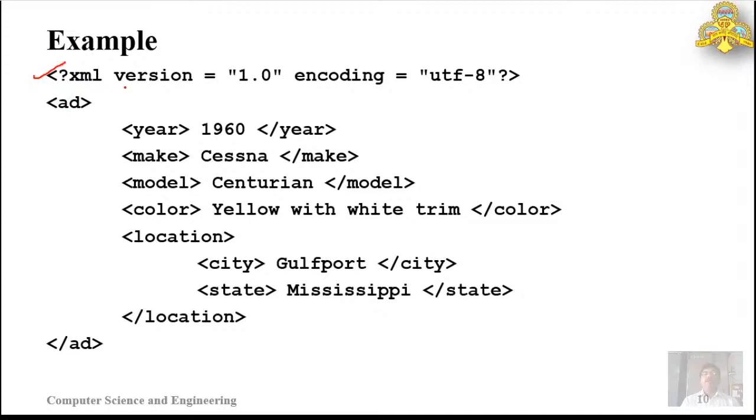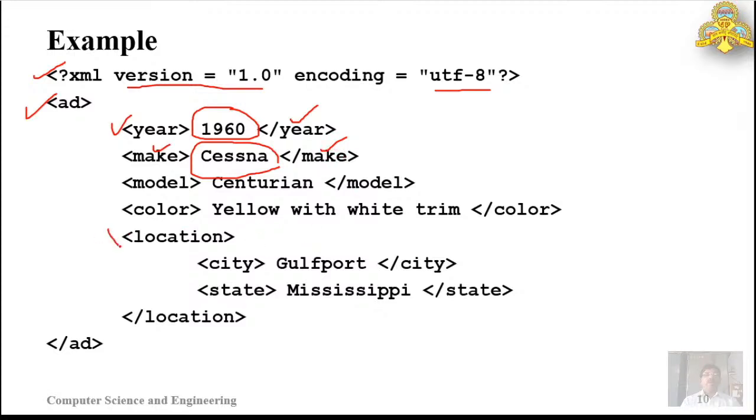The first line specifies the XML version and encoding, that is UTF-8, and in this, ad is the root element of the XML document. These are all the XML elements or XML names: year, make, model, and these enclose some information. For example, here the closing tag is here and it encloses some information, 1960. So likewise here in the make, and this is the content, and the element name is specified like this. This is the opening tag, and this is the closing tag.